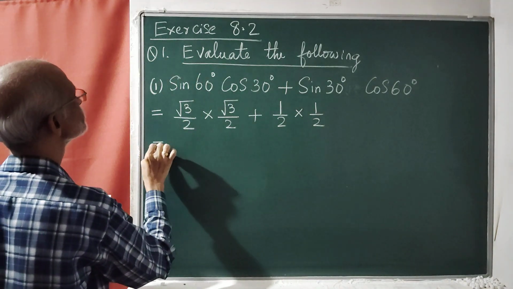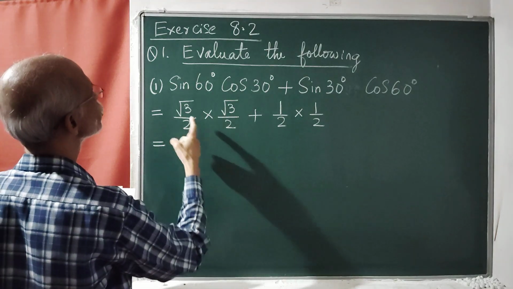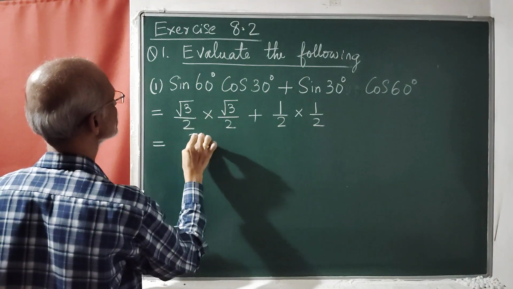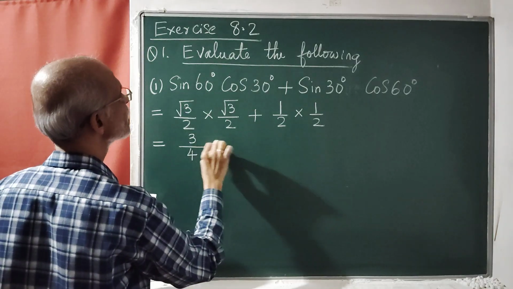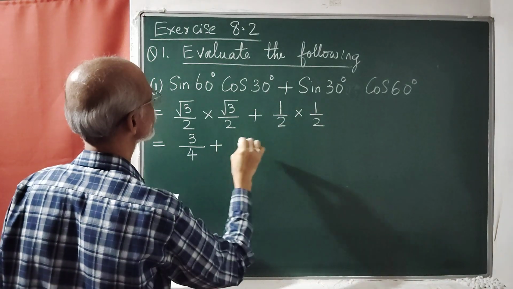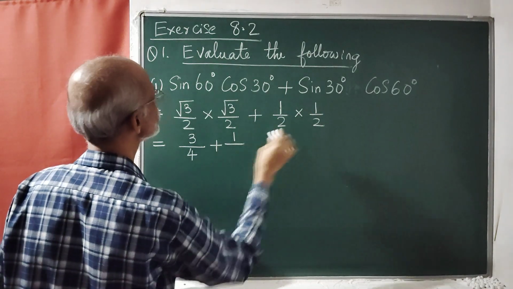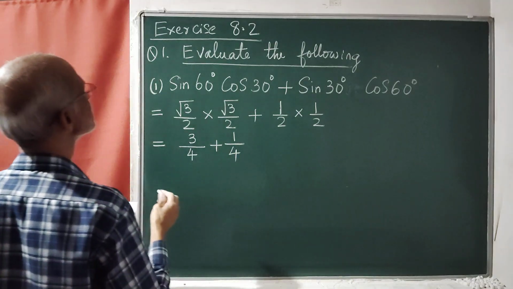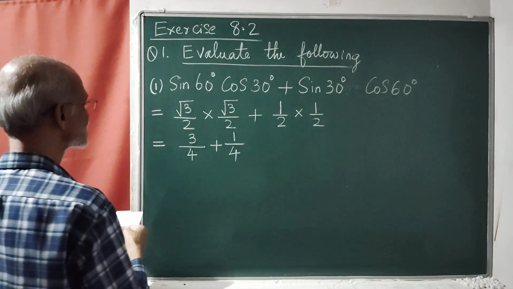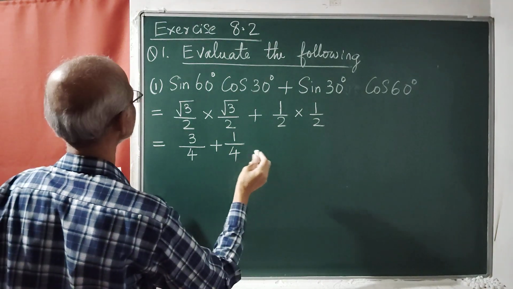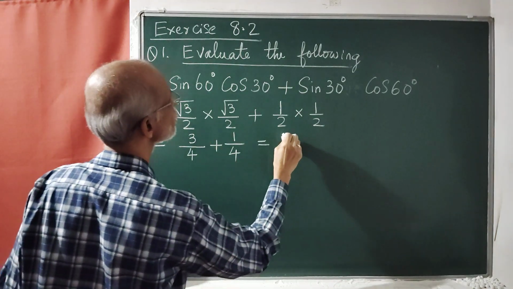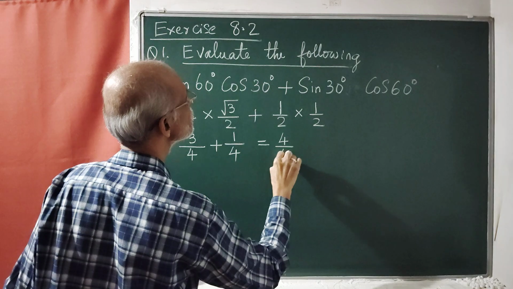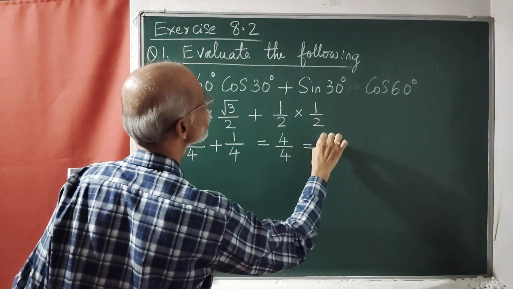So what will we get? Here root 3 into root 3 is 3. 2 into 2 is 4. Plus 1 into 1 is 1. 2 into 2 is 4. They are like fractions. Just solve this. 3 plus 1, 4. 4 by 4, that's equal to 1.